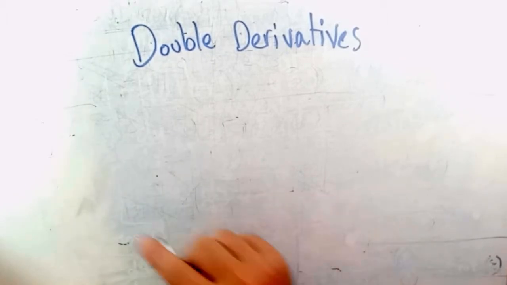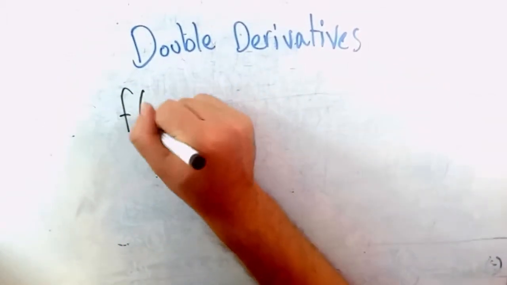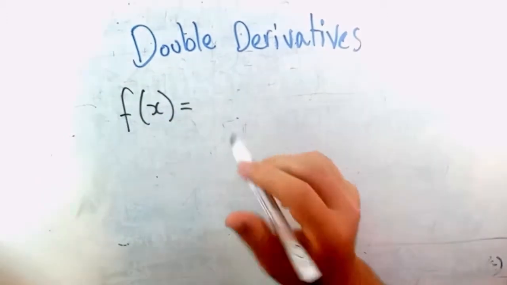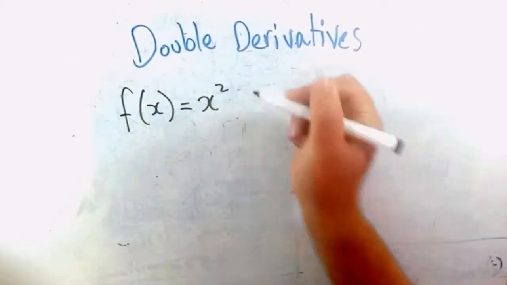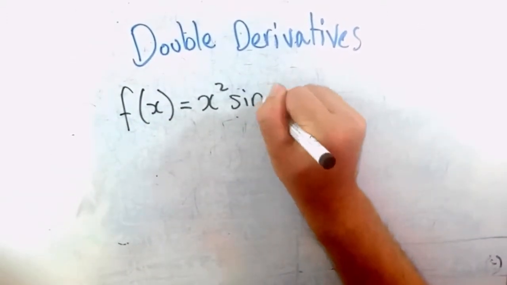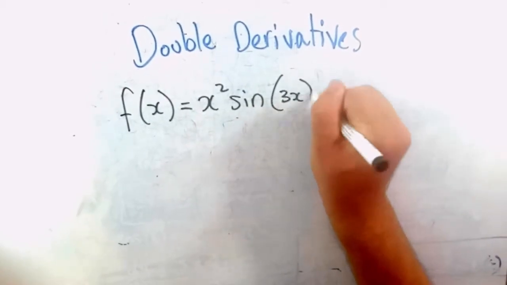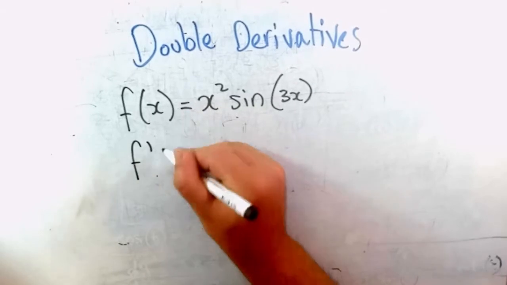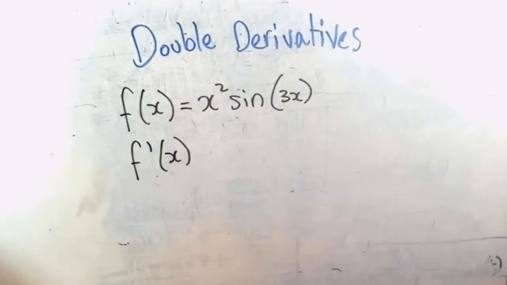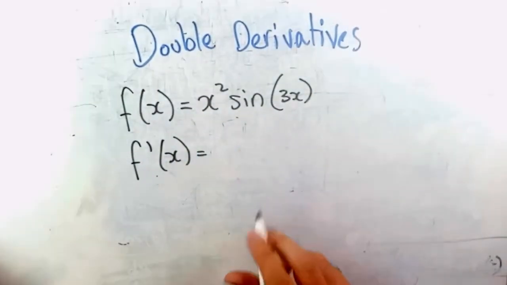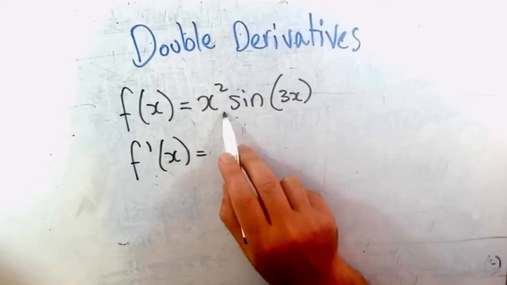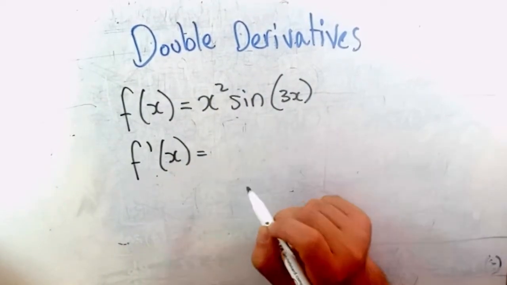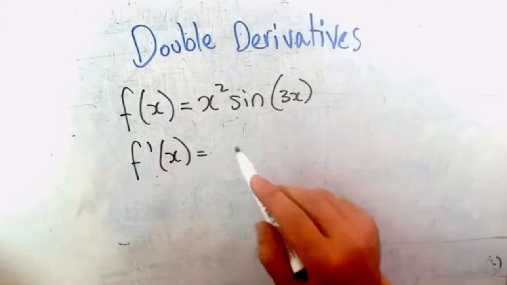Okay, so we do a derivative once, so let's take a function, f(x) equals x squared sine of 3x. All right, we're going to do a derivative twice. We have to do it once to start with, so let's take it once. So what do we got here? We've got a function multiplied by another function, so I'm going to use product rule. Product rule is a piece of cake.